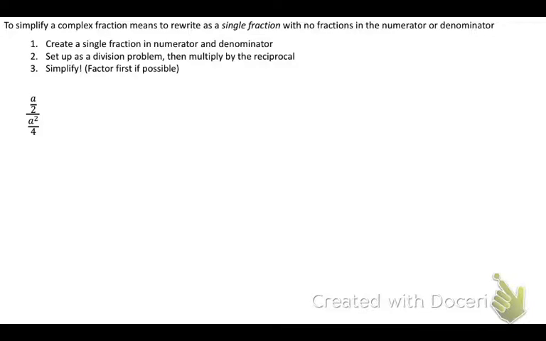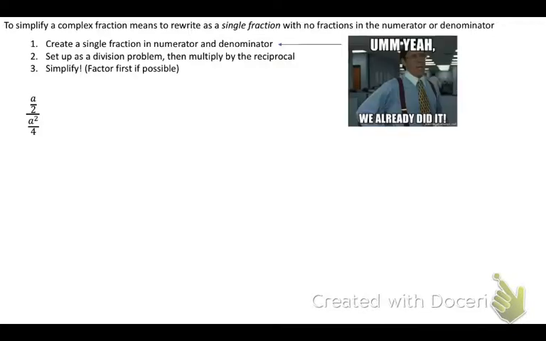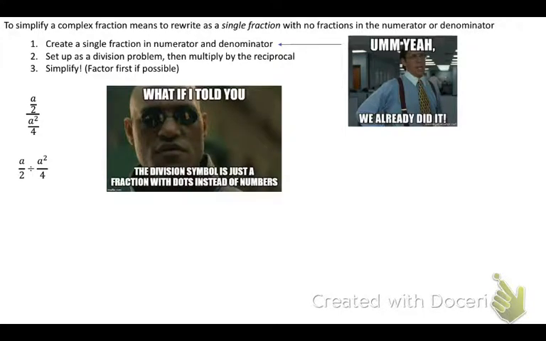So if we're given a over 2 over a squared over 4, well, the first thing we have to do is create a single fraction, but we already did it, or it was given to us that way. Then we need to write this as a division problem. So I'm just going to write a over 2 divided by a squared over 4. And then this is exactly like something we know how to do. So we can flip it.